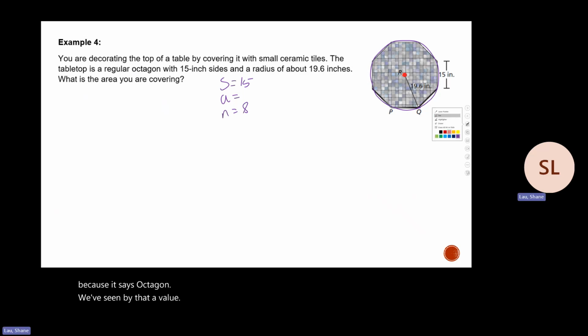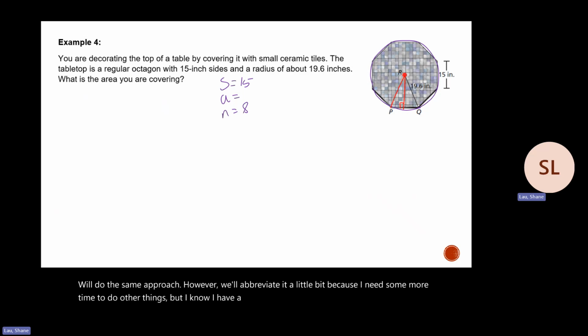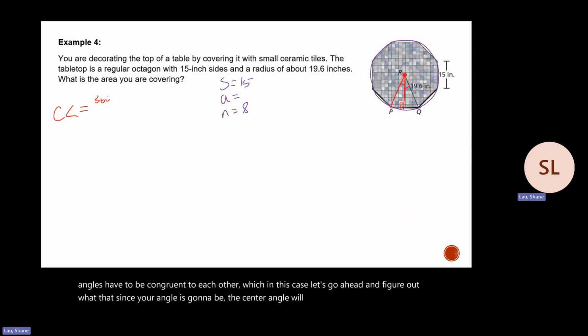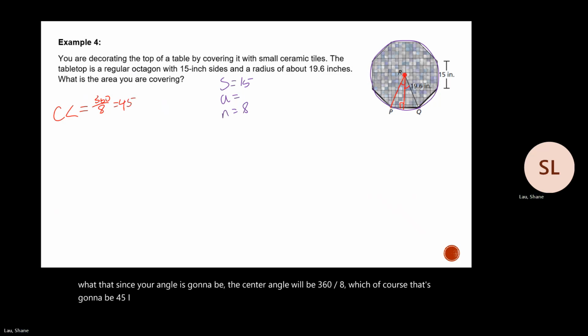However, we'll abbreviate it a little bit because I need some more time to do other things. But I know I have a right angle right here. I know that these two angles have to be congruent to each other, which in this case, let's go ahead and figure out what that central angle is going to be. The central angle will be 360 divided by 8, which of course is going to be 45, I believe.